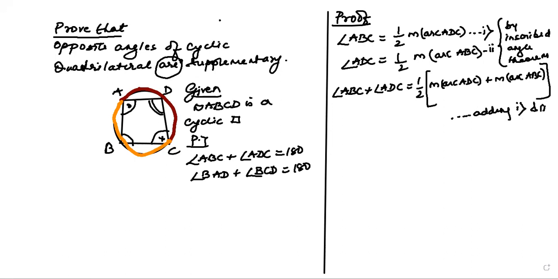Now you can see, have you got your answer? No, you got ABC plus ADC, but you have not got 180. But look carefully, this arc ADC and arc ABC, the brown arc and the yellow arc, together they become a circle, children. And what is the measure of a circle?